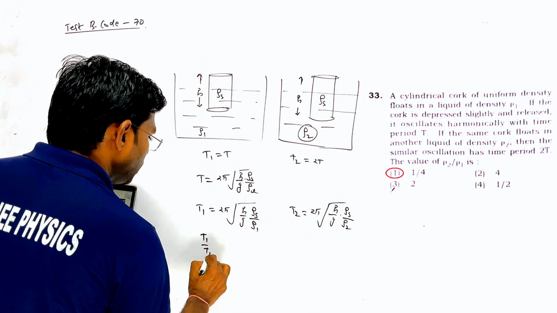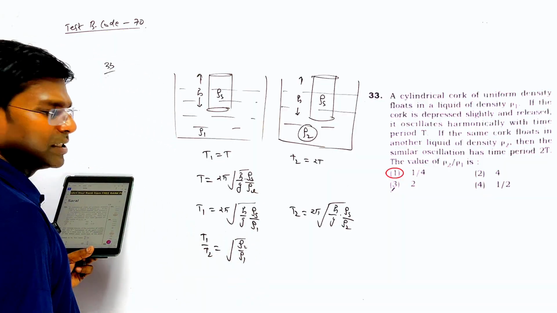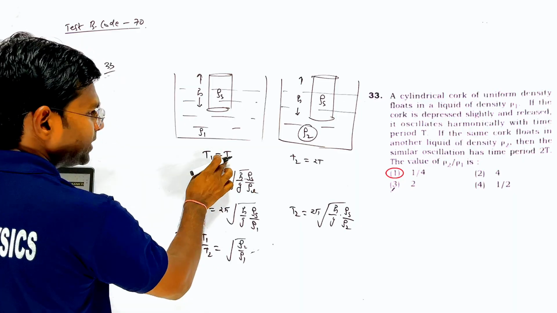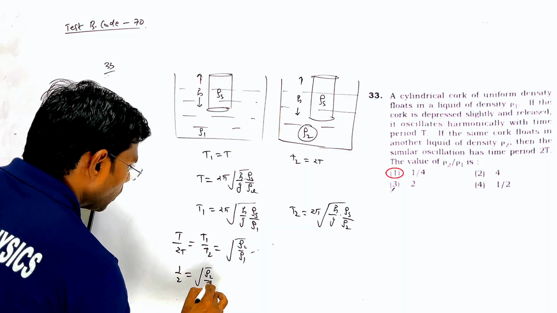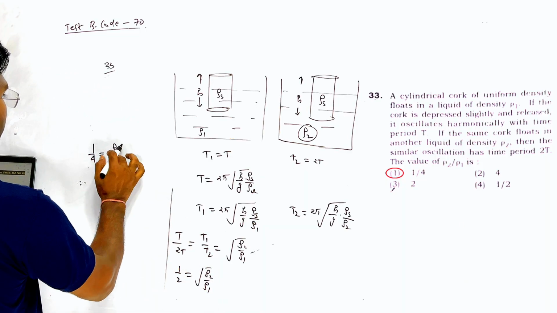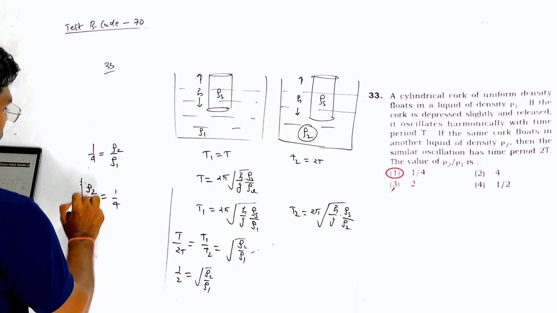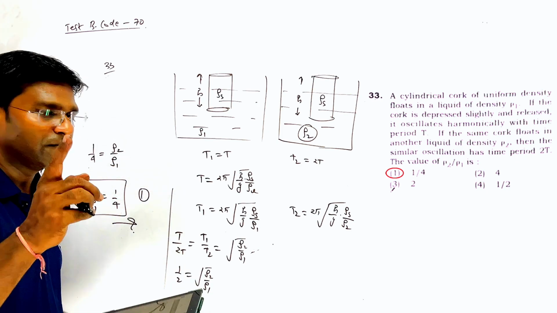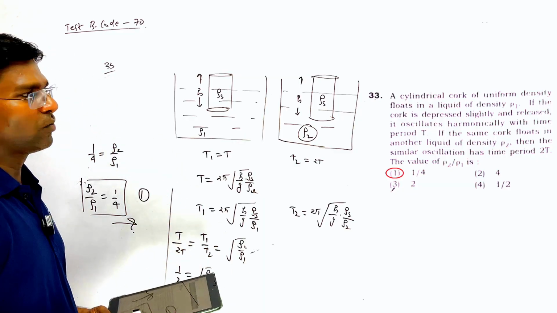So T1 upon T2, when you simplify, you will get root rho 2 upon root rho 1, because it is inversely proportional. This is one thing. And T1 is given as T, and here it is 2T. So you will get 1 by 2 is equal to root of rho 2 upon rho 1. If you simplify, 1 by 4 is rho 2 upon rho 1, which is what they are asking. This is the correct answer. So the first option is the correct option if you have done this question correctly in this shortcut way. Otherwise it will be a very tough question.